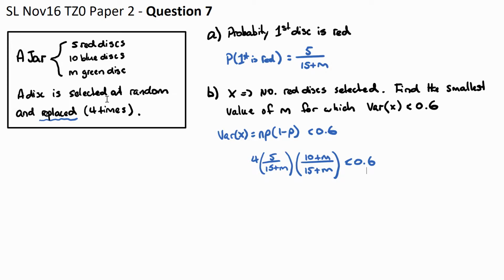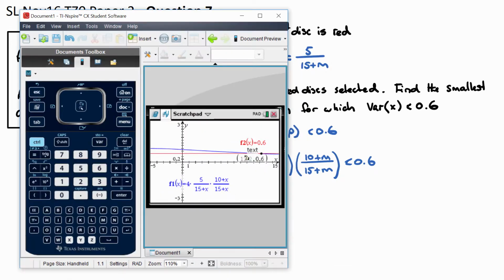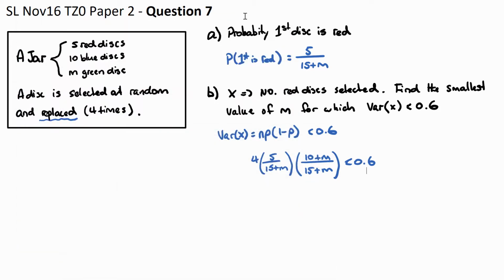We don't round it to 12, because if we have a look at our graph, if it was 12, the blue line would still be above the red line. So it needs to be less than 0.6, and that was stated in the question. So I'll write down, using our graphics display calculator, m equals 12.2. Therefore m equals 13, because we need to go to the next value of m, so the variance is less than 0.6. And that's my answer to question 7.